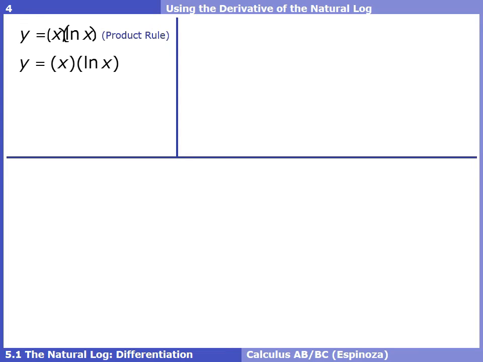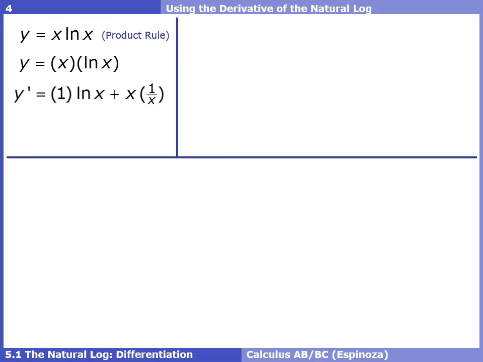Since we're doing that, I like to rewrite it with parentheses around each of those functions, just to emphasize that idea. The product rule says that we need to take the derivative of the first function, which is x, so that's going to be 1, and then we leave that second function alone, so ln x stays ln x. We put a plus sign, and then we switch those roles, so to speak. We leave the first function alone, so the x stays there. And then we take the derivative of ln x. The derivative of ln x, as we learned in this lesson, is 1 over x.